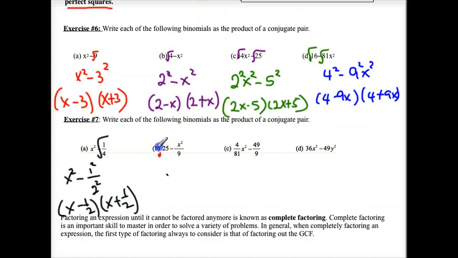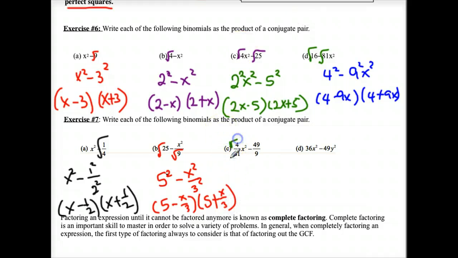Try the second one. Square root all of those numbers. Remember, these are perfect squares. So 5 squared minus x squared over 3 squared. And I want to branch these off. 5 minus x over 3, 5 plus x over 3.